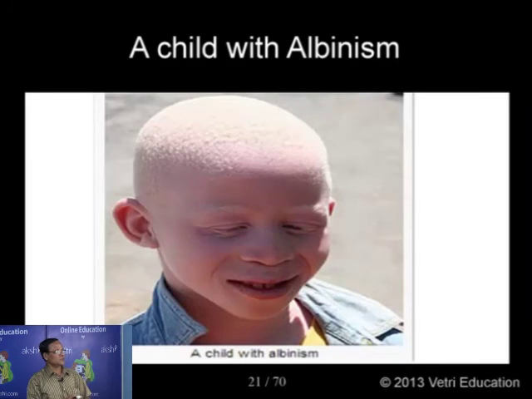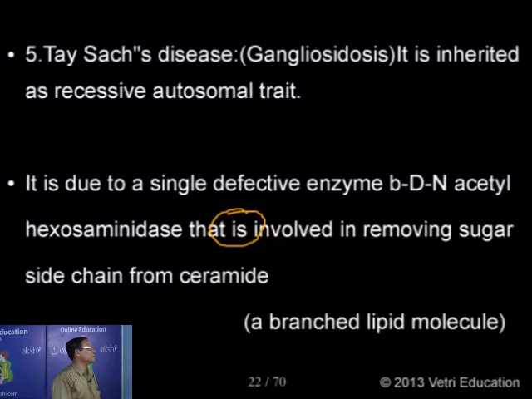Here is a person, you see that one. See, the skin color is white. This is called milk white color skin. Even the hair is also white in color. And you see that one, the eyes are partially closed. So it is not completely open. The reason for that one, it cannot see the sunlight directly. That is the reason, a child with albinism. So this is the example of another recessive disorder.